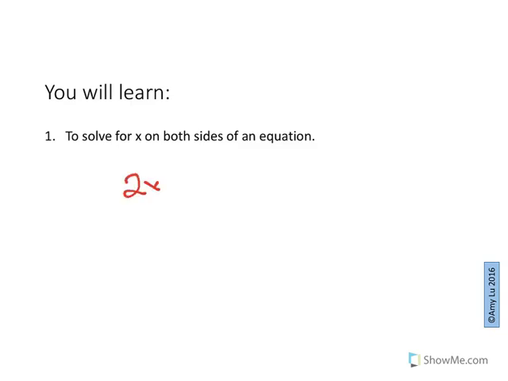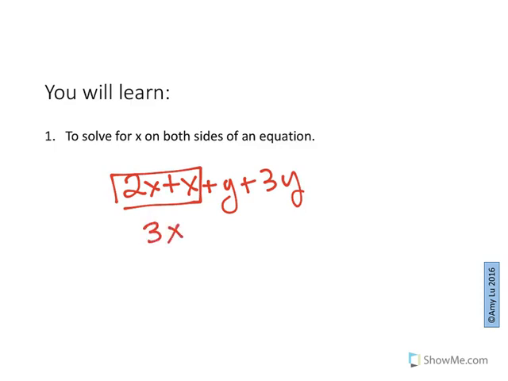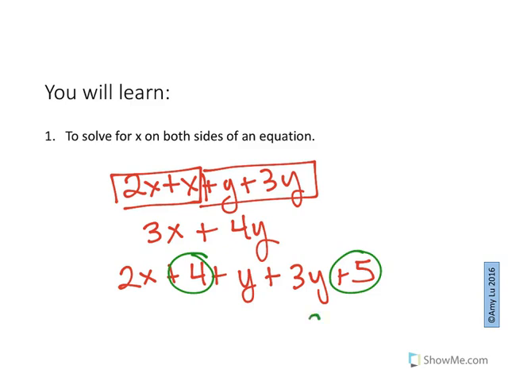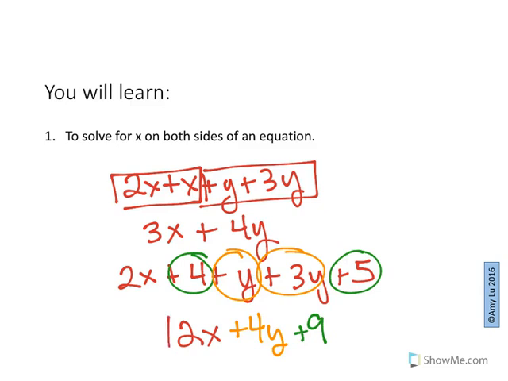So if you have a 2x plus an x plus a y plus a 3y, we know that these are like terms, so we combine them to make 3x, and we know that these are like terms, so they combine to make 4y. Or if you have 2x plus 4 plus y plus 3y plus 5, we know that the 4 and the 5 are like terms, so that makes a positive 9, and that the y and the 3y together make a positive 4y. And well, the 2x has no friends, so it's going to be by itself, and so it makes an expression that looks like this. So this is combining like terms.